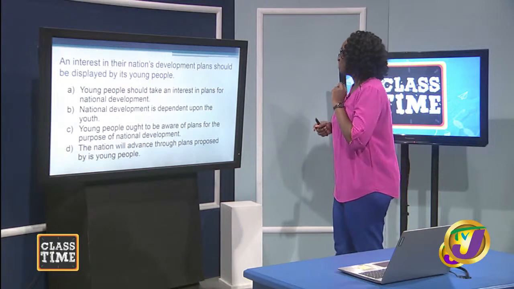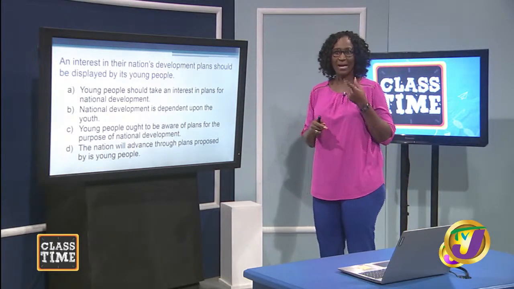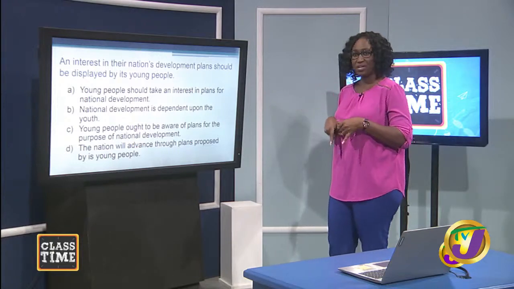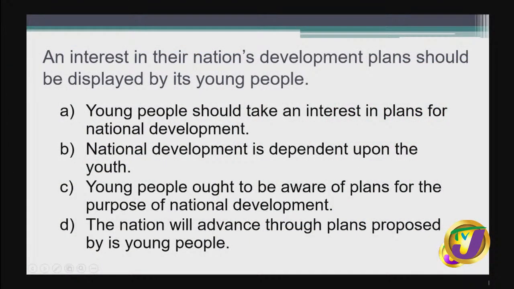An interest in their nation's development plans should be displayed by its young people. You have four options here. Now note carefully. You're thinking of an interest in national development that should be displayed by the young people. Is A your answer? Young people should take an interest in plans for national development. Is B your answer? National development is dependent upon the youth. C says, young people ought to be aware of the plans for the purpose of national development. And D says, the nation will advance through plans proposed by its young people.